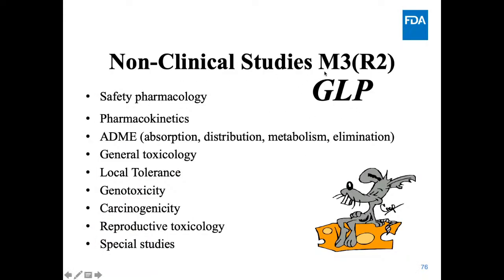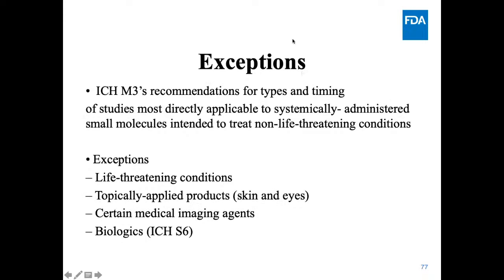Non-clinical studies, ICH M3, GLP: these are safety pharmacology, pharmacokinetics, general toxicology, local tolerance, genotoxicity, carcinogenicity, reproductive toxicology, special studies. This is a mouse on the cheese. Then the exceptions to ICH M3, whose recommendations for types and timing of studies are most directly applicable to systemically administered drugs, are life-threatening conditions, topically applied products, certain medical imaging agents and biologics.